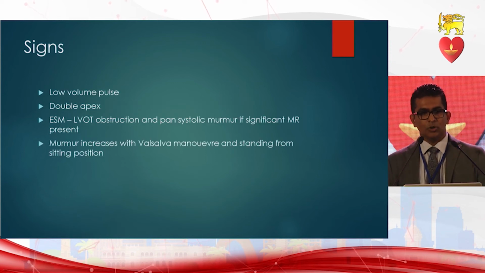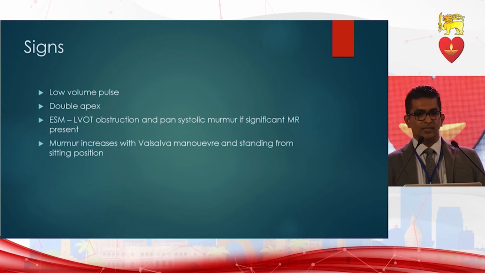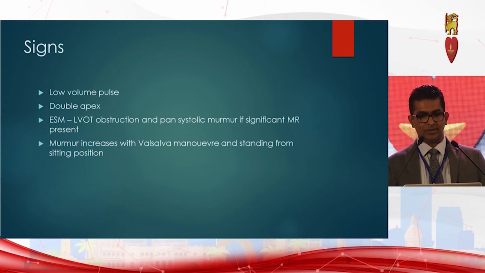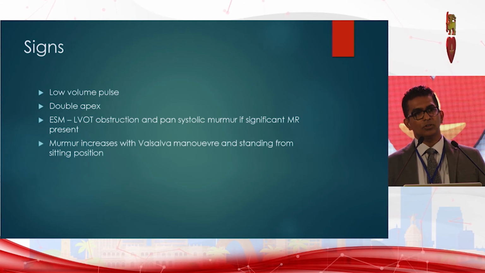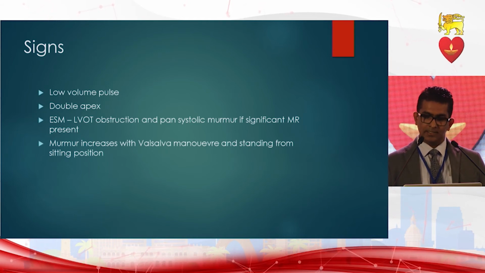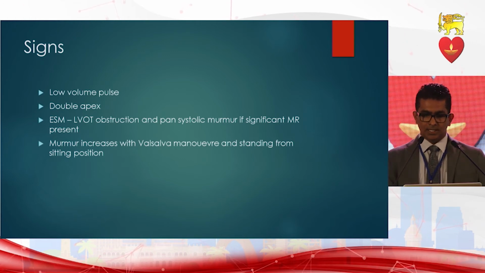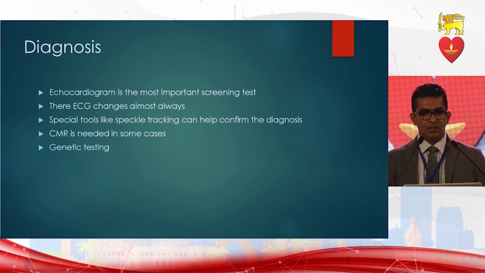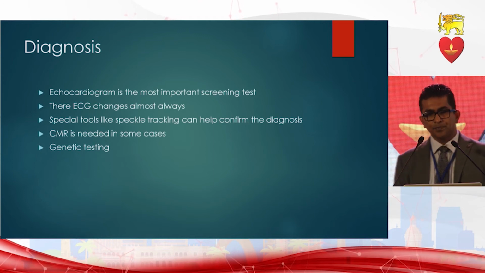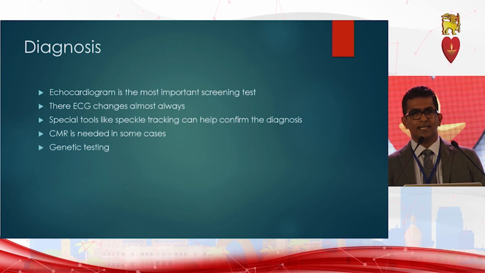So the signs are low volume pulse, double apex, ejection systolic murmur because of the dynamic LVOT obstruction, left ventricular outflow tract obstruction, and they can also have a pan-systolic murmur due to mitral regurgitation. And this murmur increases with Valsalva maneuver and standing from the sitting position. So the diagnosis is almost easily done with echocardiogram, but there are some different types.